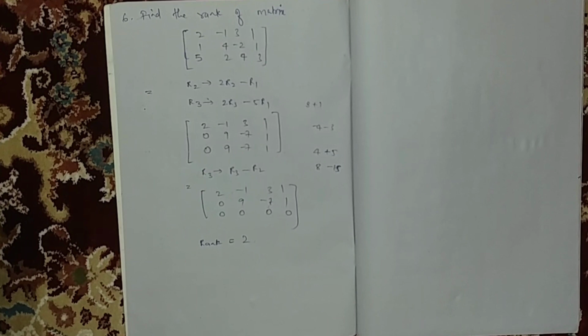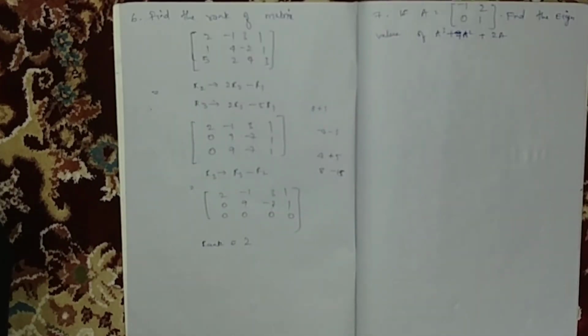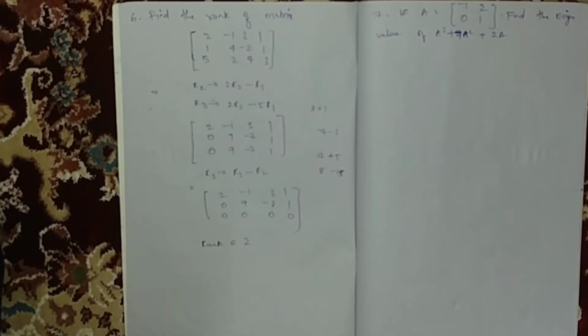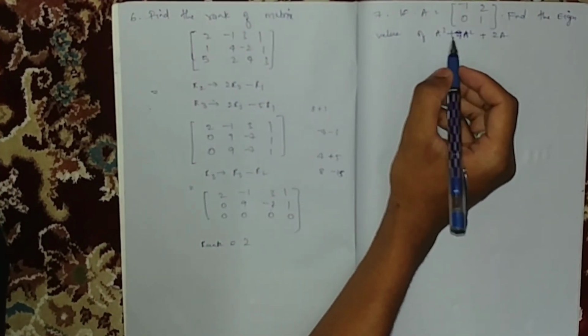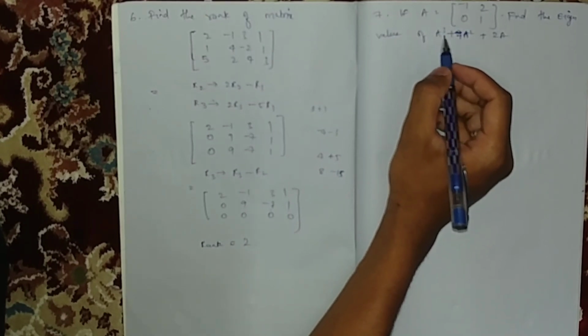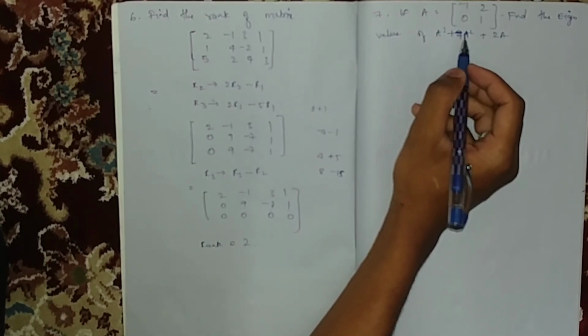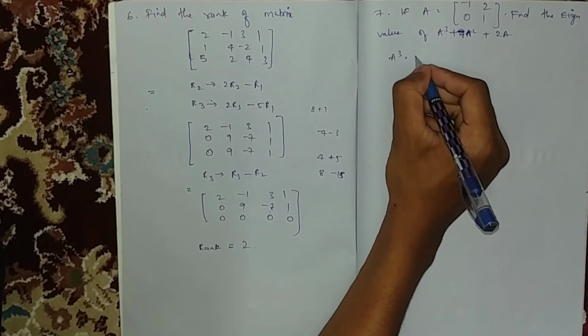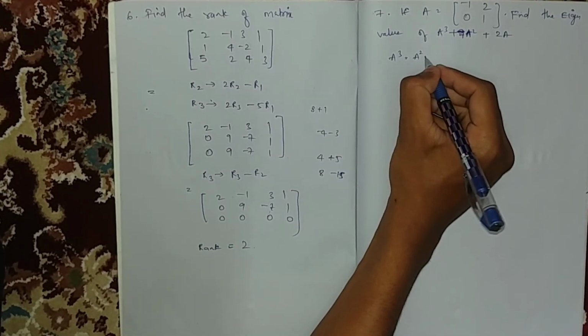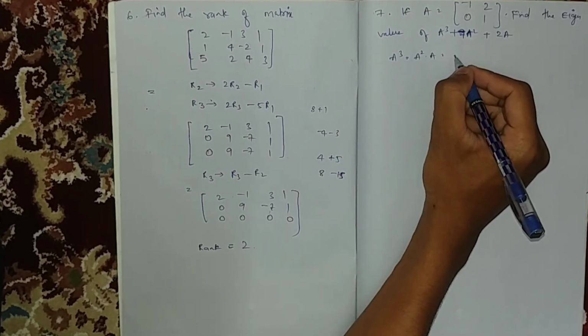Done with this question. Solving the 7th question: if A is equal to [minus 1 2; 0 1], find the eigenvalues of this equation. You need to make A to the power 3 plus 7A square plus 2A. So A cube can be written as A square into A. So first we need to find A square.